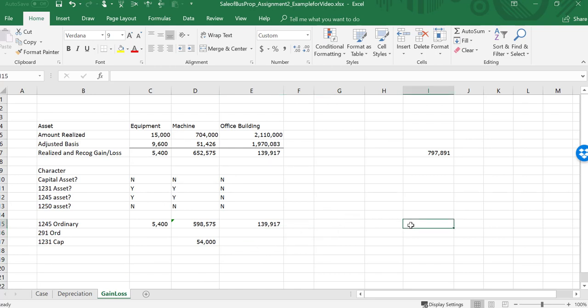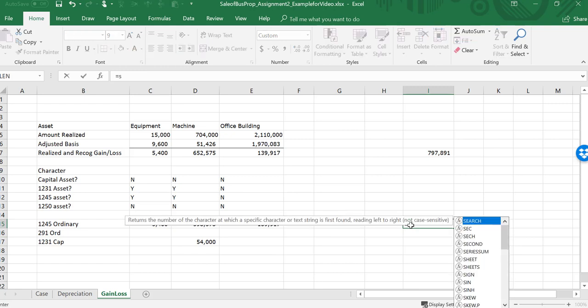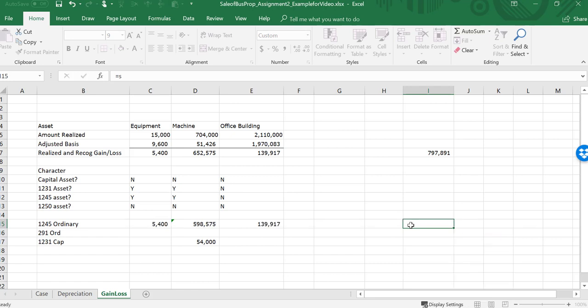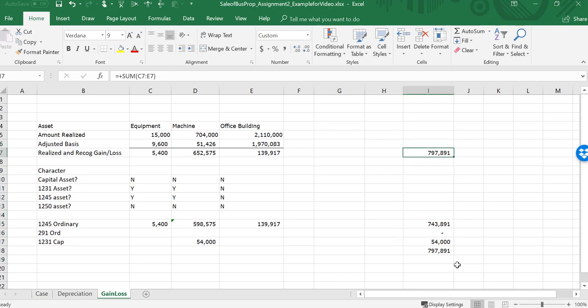Now, as I've said in the videos, one of the important issues related to all these character reclassifications is they never change the amount. So as a double check, I want to make sure that I have not changed the amount of the gain, and I have not. They match up.